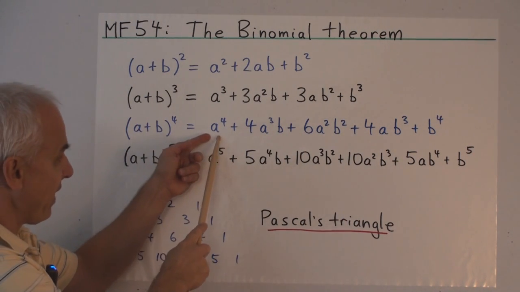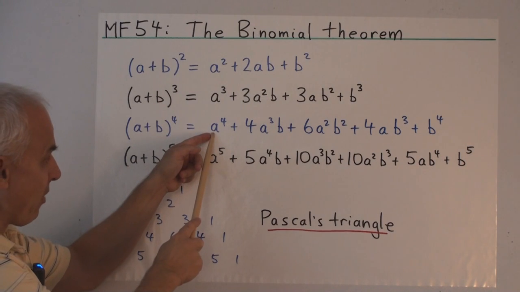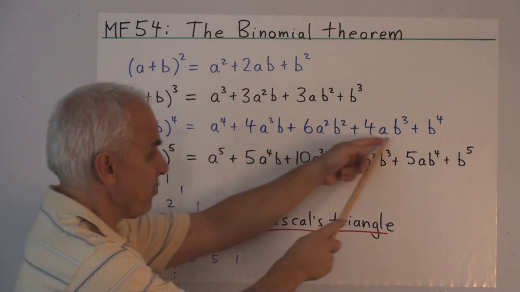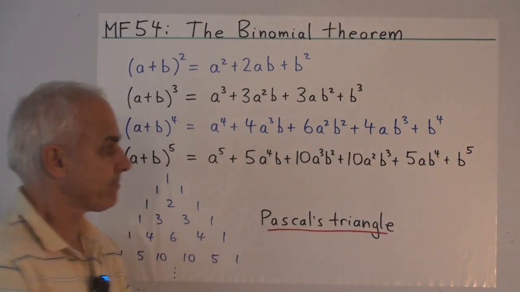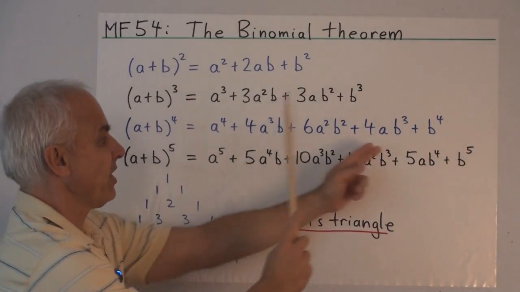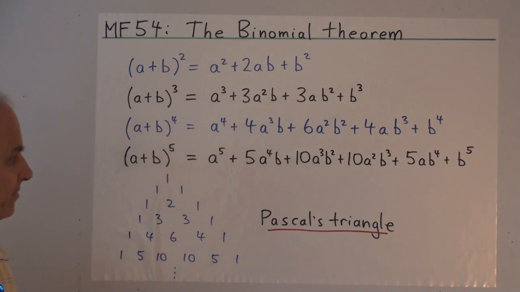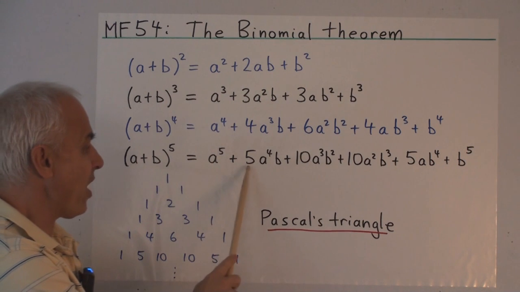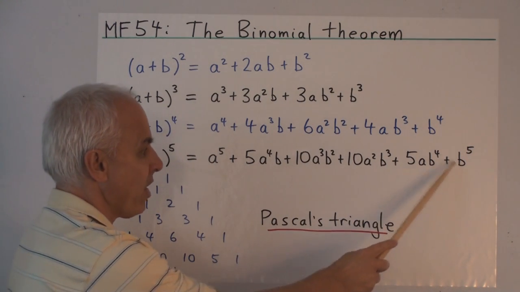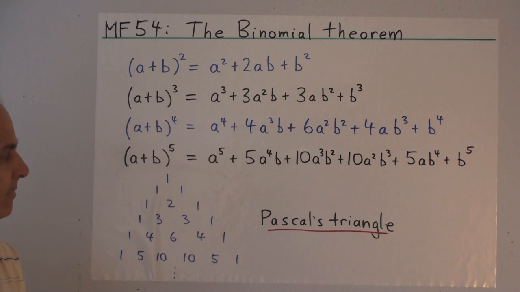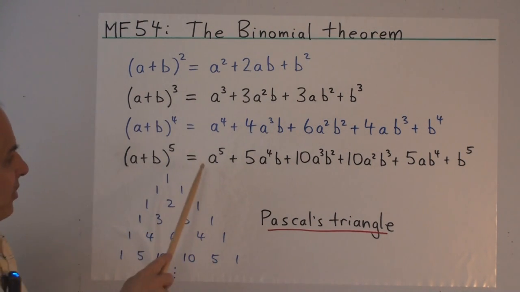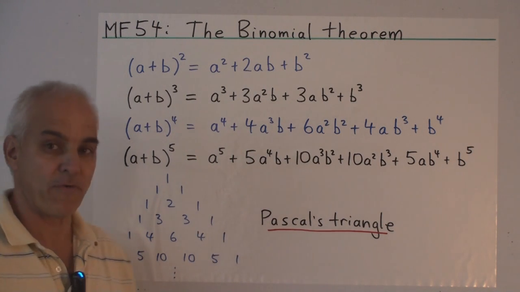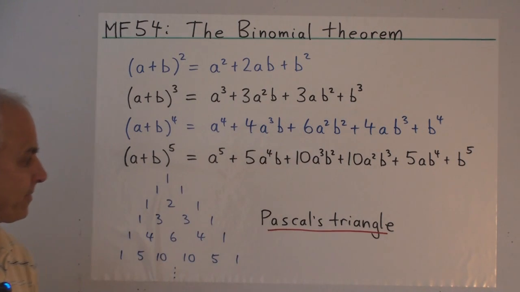The terms all have a's and b's in them, with the powers of a decreasing as we move along and the powers of b increasing as we move along. And there's a kind of symmetry, as you'd expect, between the a's and the b's. And here's (a plus b) to the fifth with coefficients 1, 5, 10, 10, 5, 1. And if you stare at this for a little while, you see that there's a pattern, and there are some pleasant relationships between the various coefficients from one line to another.